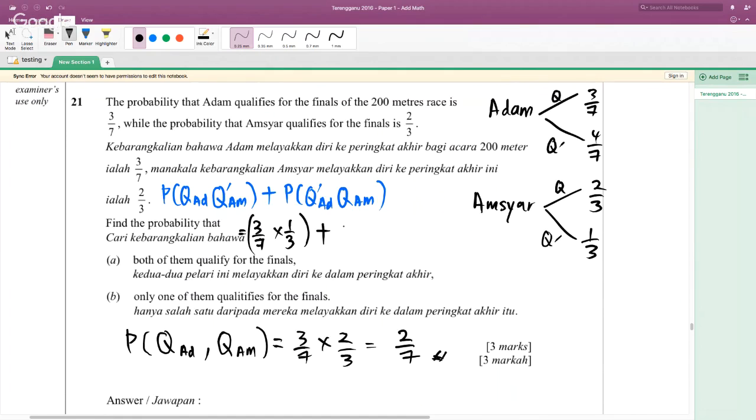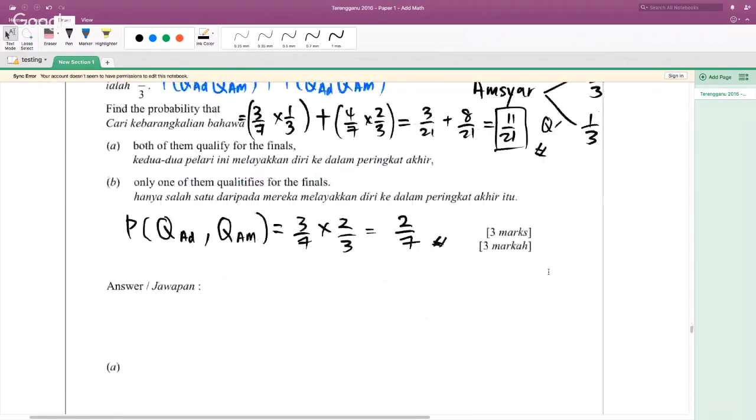Plus, Adam not qualified will be 4/7. And then Amsha is qualified will be 2/3. And then you just solve this one. I mean, this one will be 3/21 plus 8/21. Then you will get something like 11/21. Right, this one is my final answer, 11/21. Okay, I guess it should be correct because this question is quite easy. Okay, so let's move on to the next one.